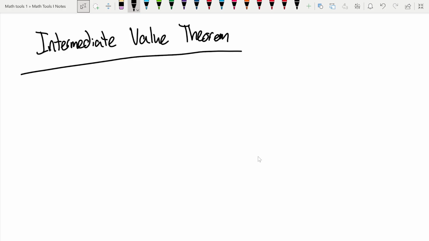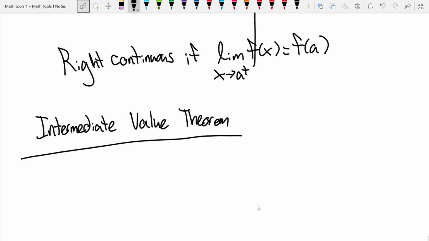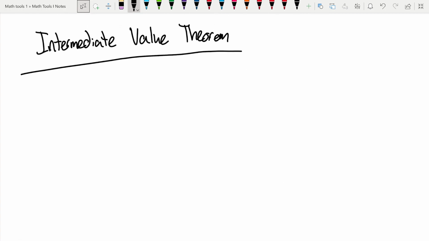So one application of continuity is what we call the intermediate value theorem. And this is a theorem that when you write it down, and you think about it, it might seem kind of obvious, but it is very important and it leads to a lot of really nice results when we start looking at calculus more, which will be in Math Tools 2. So let's just state the theorem first of all.